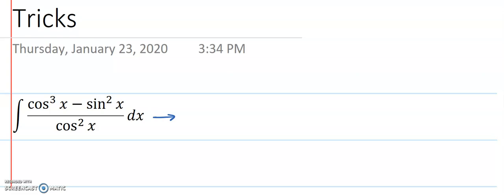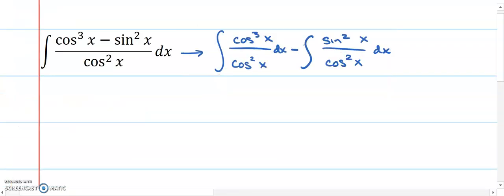split that bad boy in half so that you have cosine cubed of x over cosine squared of x, and then you have sine squared of x over cosine squared of x. It looks something like this. Two separate integrals completely. One of the rules of integration is that if you have a plus or a minus separating the terms, you can actually make those completely separate integrals for which you will find the evaluative solution independently.